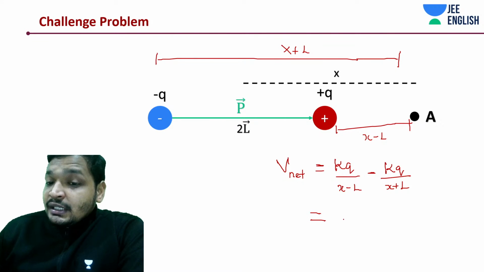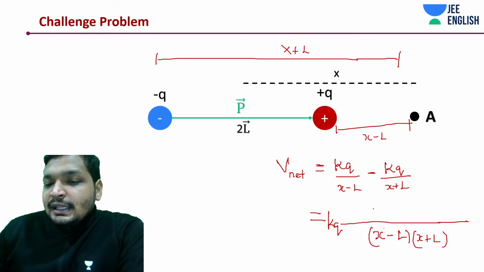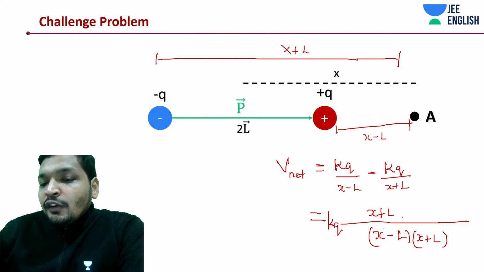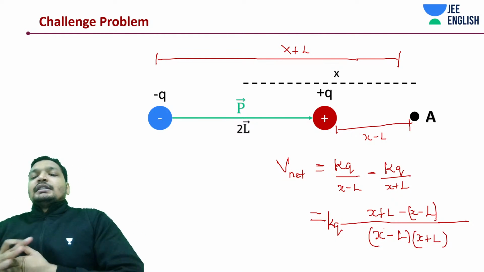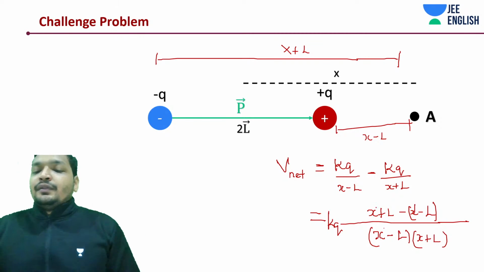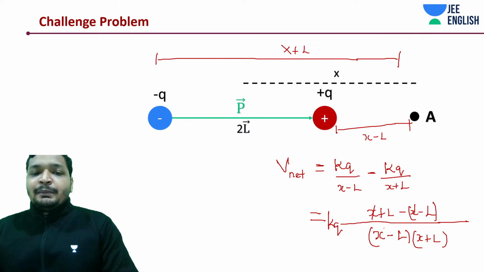Now again those interesting terms will come up. If you remember, just take out kq common and x minus L into x plus L, what does it give you? Let me keep it this way. x plus L minus of x minus of x. It's something like positive k into k. Let's simplify this further.